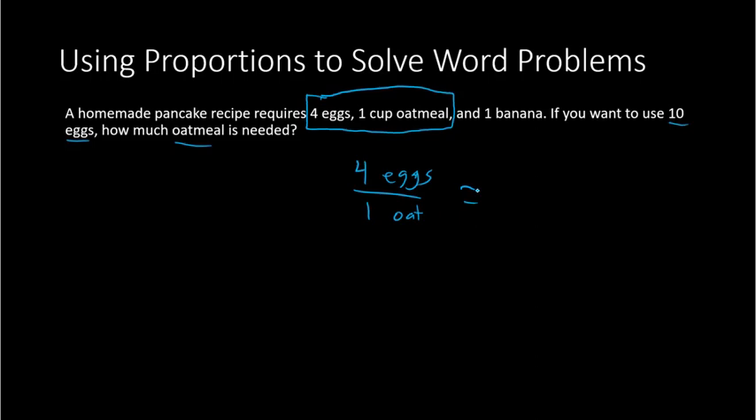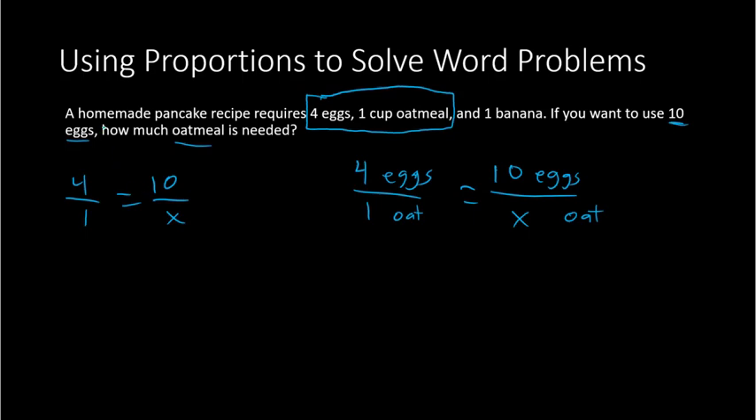So if you want to keep it proportional, you want to keep the same ratio, you would have to set it equal to this other part where now we have 10 eggs. So eggs were on the top over here for the first fraction. Put eggs on the top for the second fraction. All right, and then on the bottom, we're trying to figure out how much oatmeal is needed. So oatmeal's on the bottom, oatmeal's on the bottom over here. So this is my proportion. And to solve this, we don't need to have the units, we just look at the numbers. So we have 4 over 1 equals 10 over x.